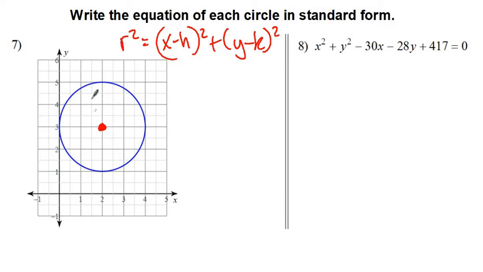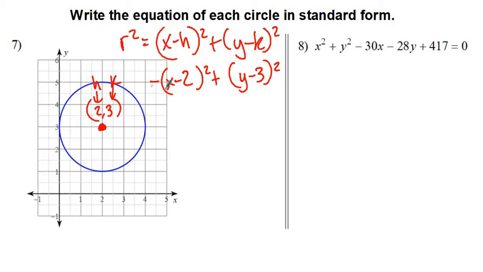Center point of that circle is right there, and that is at the point (2, 3). So we can fill this in as follows. Remember, this is like our h value, and this is like our k value. So x minus h would be x minus 2, and y minus k would be y minus 3.